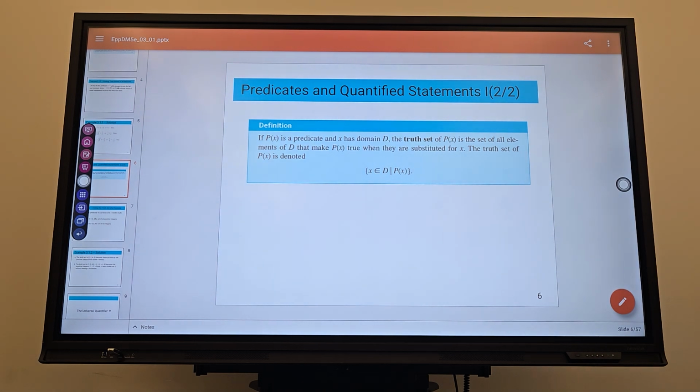Okay, another definition. If P of x is a predicate and has domain D, the truth set of P of x is the set of all elements of D that make P of x true when they are substituted for x. The truth set of P of x is denoted by the symbols you see there on the screen: x is an element of D such that P of x is true. I believe the vertical bar is the equivalent to saying such that.